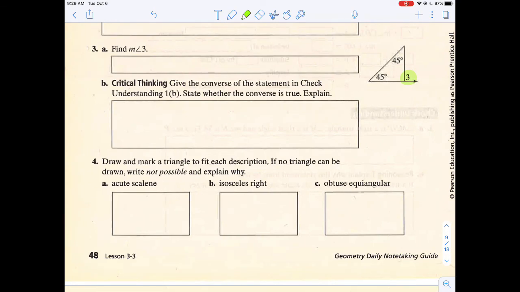Then draw and mark the triangle to fit each description. If no triangle can be drawn, write not possible and explain why. So we've got an acute scalene. Acute means all the angles are acute. Scalene means no sides are the same. Isosceles right. Isosceles means two sides are the same. Right means you gotta have one right angle. And obtuse equiangular. Obtuse means you have to have one obtuse angle. Equiangular means all the angles are equal.